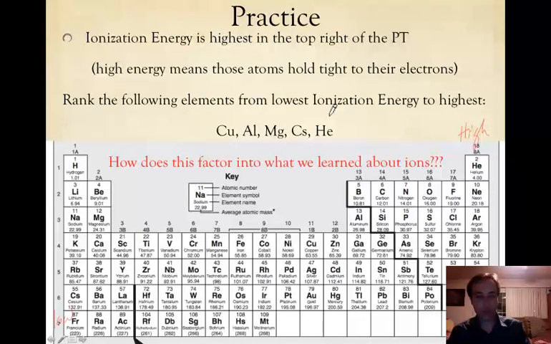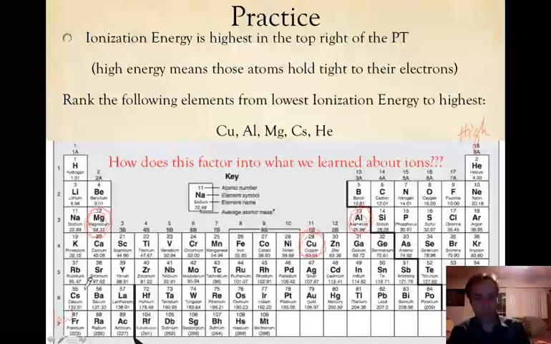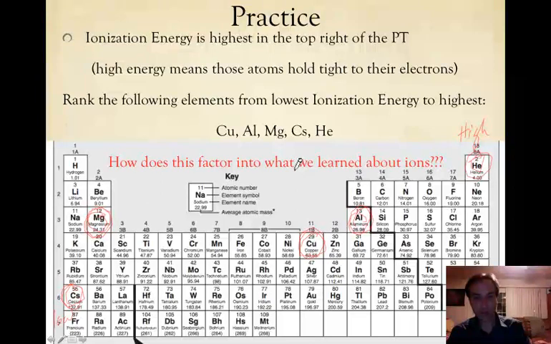Okay, hopefully you paused it. If you did it just like I did it last time, you went through and you circled. So for instance, copper, aluminum, magnesium, cesium, and helium. We want to rank these from lowest ionization energy to highest. Well, the lowest is definitely down here. So cesium definitely starts our list.